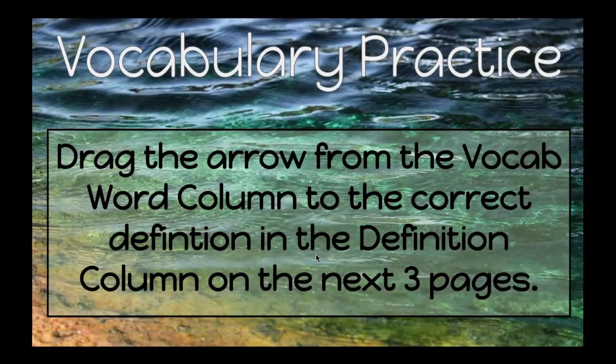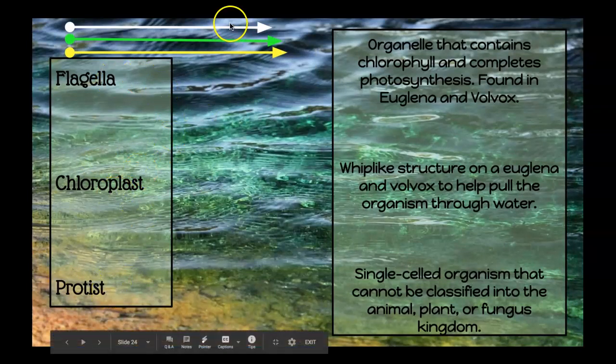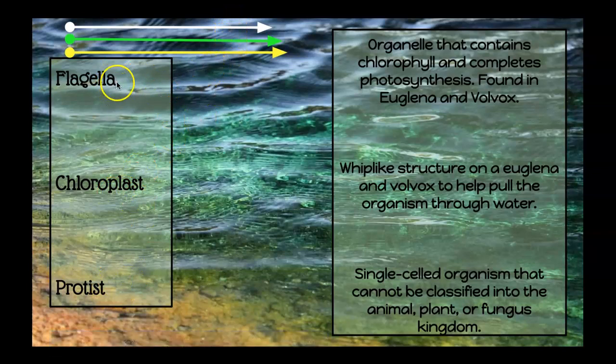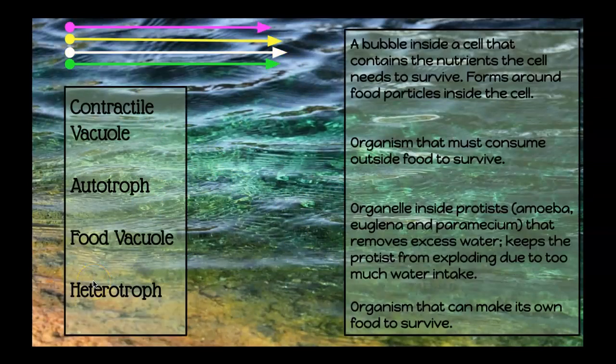Now a little bit of vocab practice. Drag the arrow from the vocab word column to the correct definition, and you'll do this for the next 3 pages. So this page goes over the vocab words flagella, chloroplast, and protist. You'll grab and resize these and move them around to point to the correct definition. Same for the eye spot, pseudopods, and cilia, and the contractile vacuole, autotroph, food vacuole, and heterotroph. So here you have 4 arrows because you're matching 4 different words with their definitions. Okay?